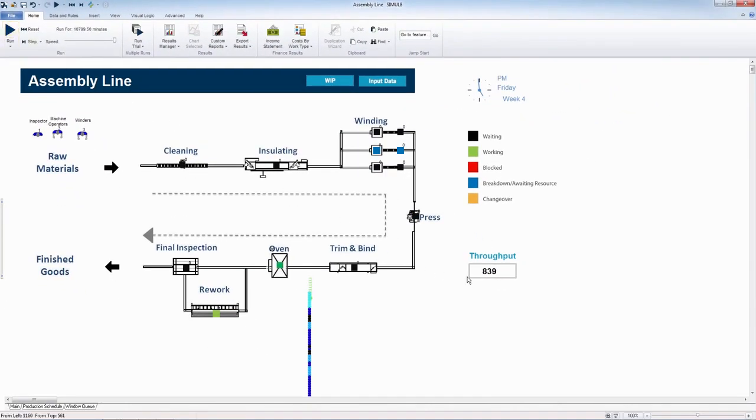The throughput has now increased to 839. However, we have shifted a bottleneck to the oven area. So did we actually require the extra winding machines? These could have cost around $1 million per machine, a potentially large investment. Let's take them out. This is an example of cost avoidance and strategically placing resources within your system.